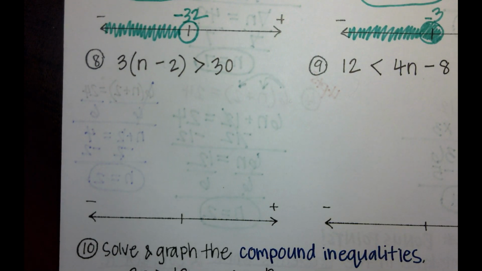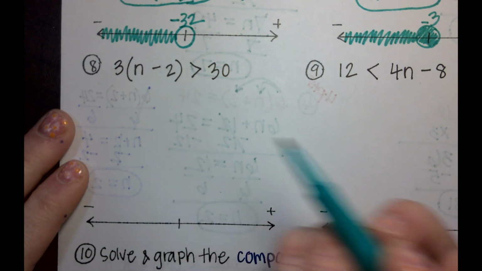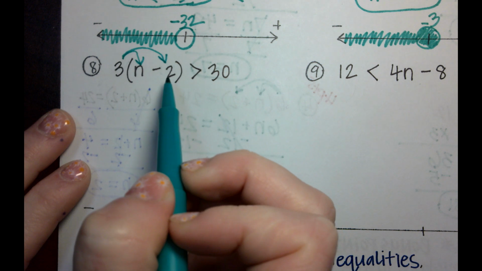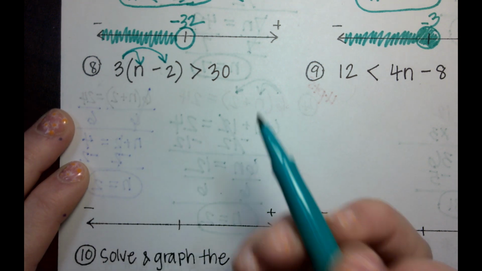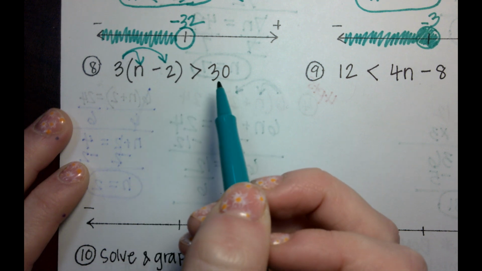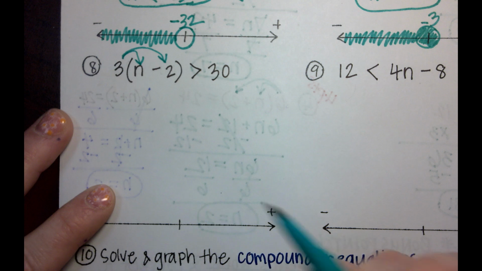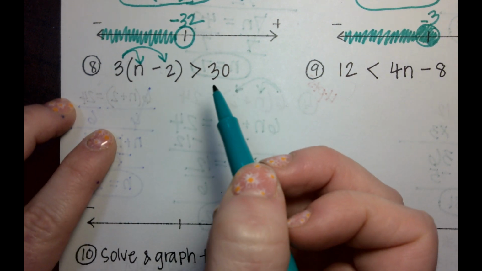Let's do it. Number 8, we have 3 times the quantity of n minus 2 is greater than 30. What do I do first? Yes, you have 2 options. You can distribute your 3 and multiply to get 3n minus 6, or you could divide both sides by 3 to get n minus 2 is greater than 10. Let's start with the distribution method since that's what we've been used to lately. I'm happy to work out the other way too.